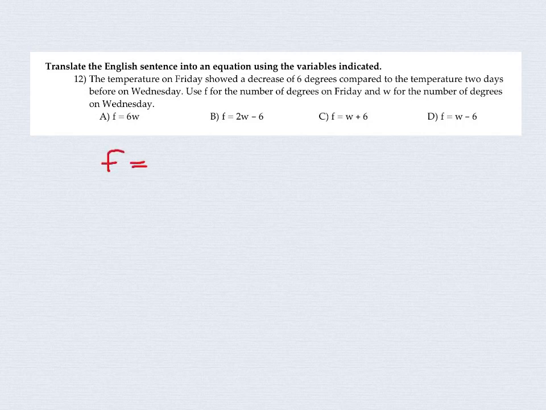F is your temperature on Friday, and your W is your temperature on Wednesday. Now those are my two variables. We need now to decide how we're going to make an expression, and what we know is that Friday showed a decrease of 6 degrees compared to the temperature on Wednesday. The temperature on Friday is 6 degrees less than what it was on Wednesday.